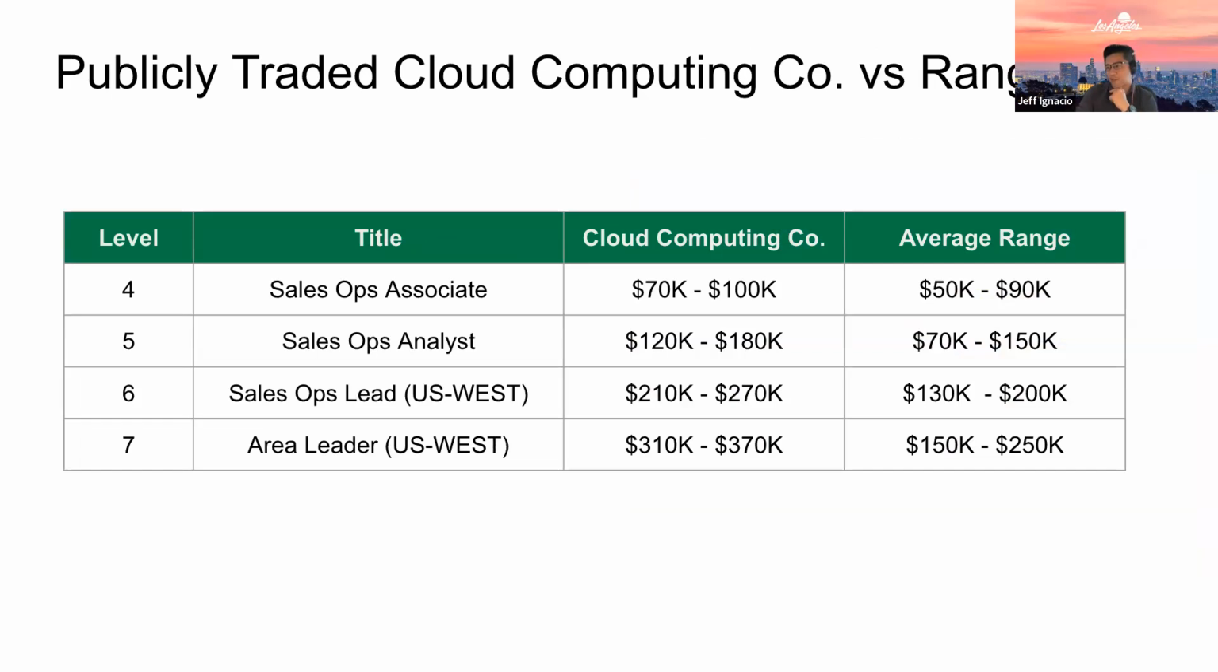So these are the ranges at a publicly traded cloud company. This is AWS, just so you know. They have 11 different levels, level 4 through level 11. These are mid-level managers that you're looking at here, by the way.